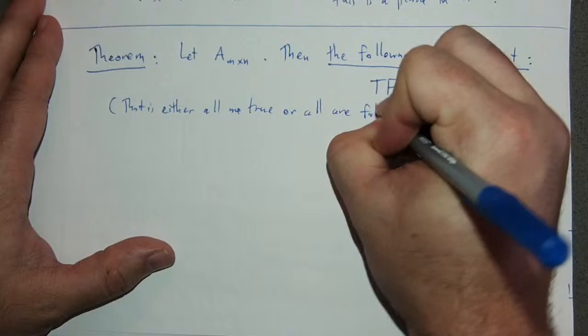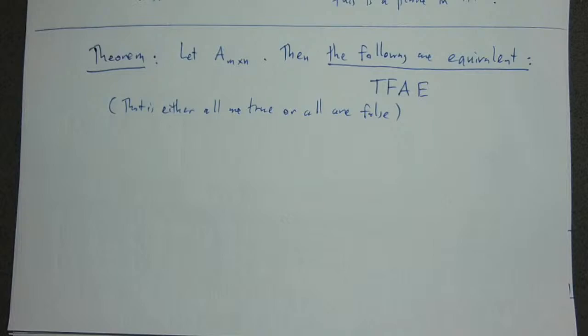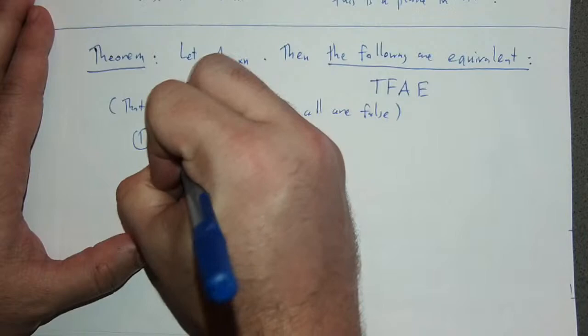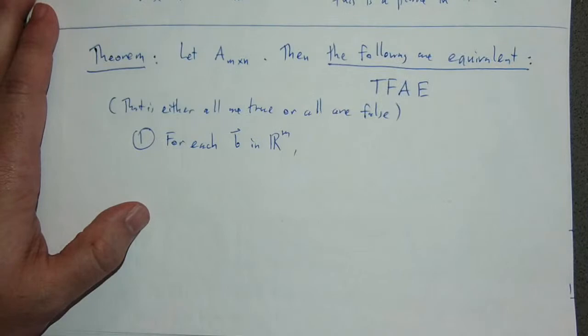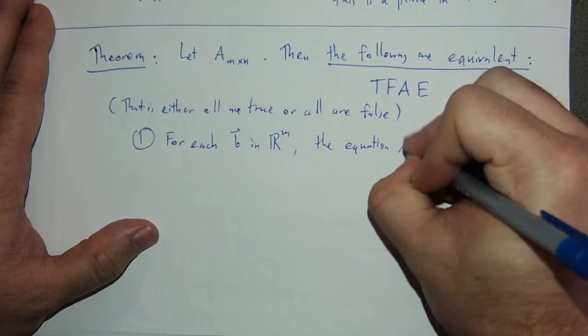So if a single one of these is true, all of them are true. If a single one of these is false, all of them are false. So it's four things. So first thing, for each B in R^m, the equation Ax = b has a solution.